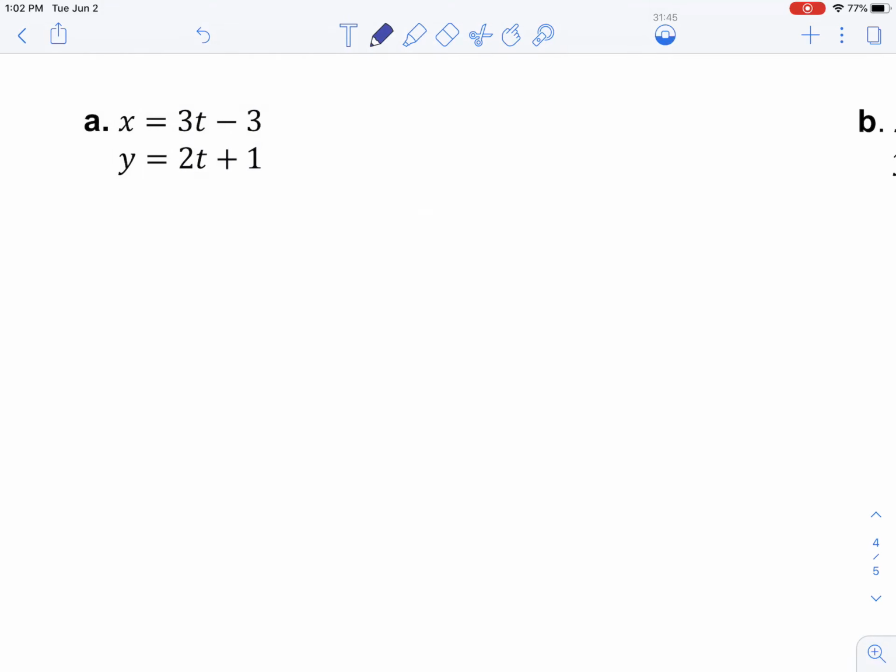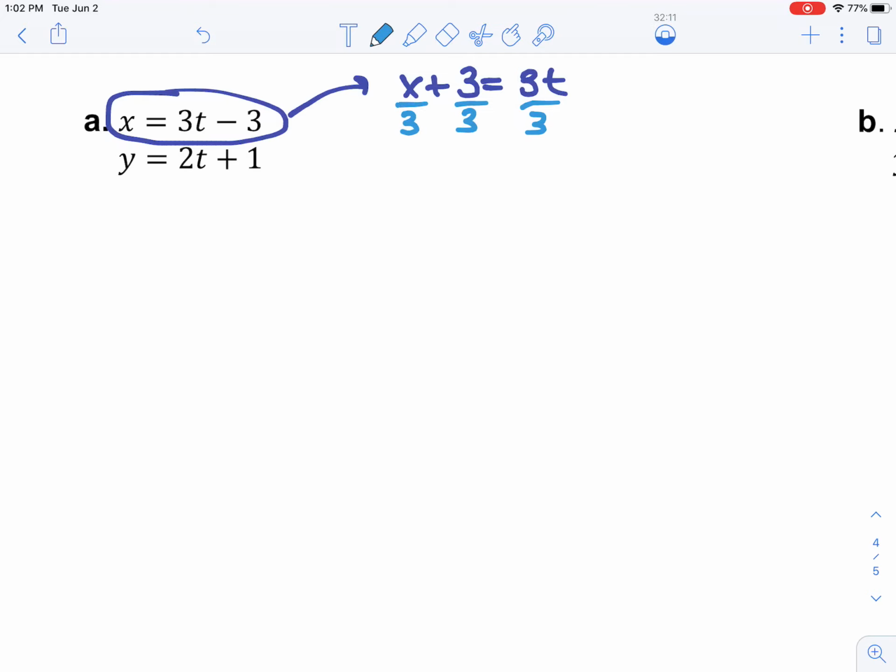But I'm going to go ahead and work on solving x equals 3t minus 3 for t. So I'm going to isolate the variable t. I can add 3 to both sides, and that will give me x plus 3 equals 3t. I'm then going to divide both sides of the equation, both of those terms on the left-hand side, by 3, which will give me 1/3 x plus 1 equals t.